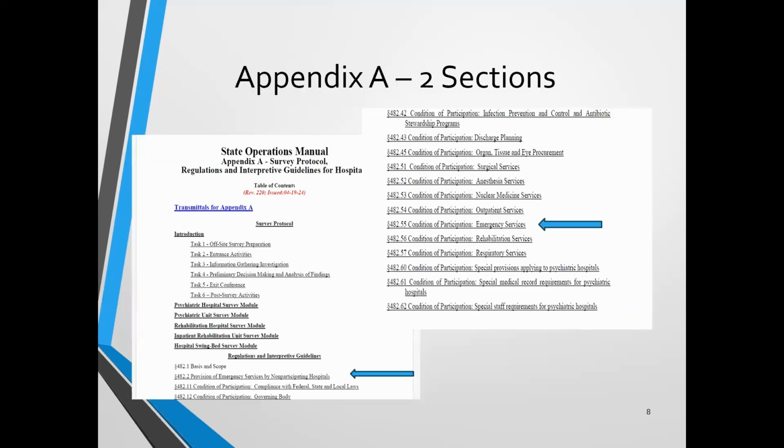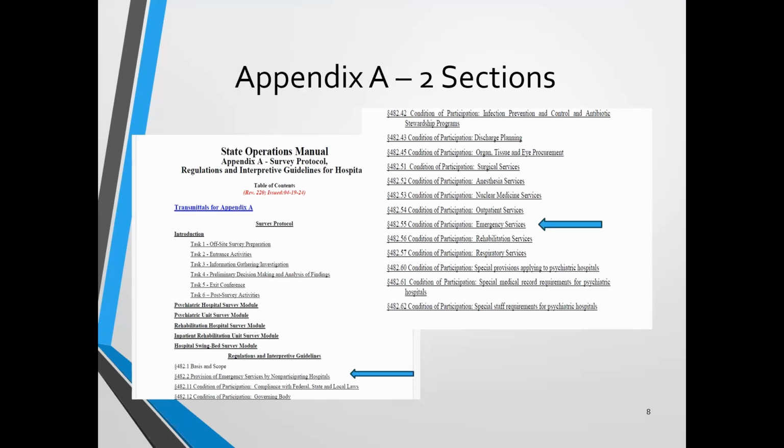So for Appendix A, you actually have two sections that you work off of. One happens to be right at the beginning, where it talks about provision of emergency services, but that's for non-participating hospitals. What do you have to do in that situation? Because you may get a Medicare or Medicaid patient in. But the big bulk of what we're talking about in particular happens to be under emergency services.